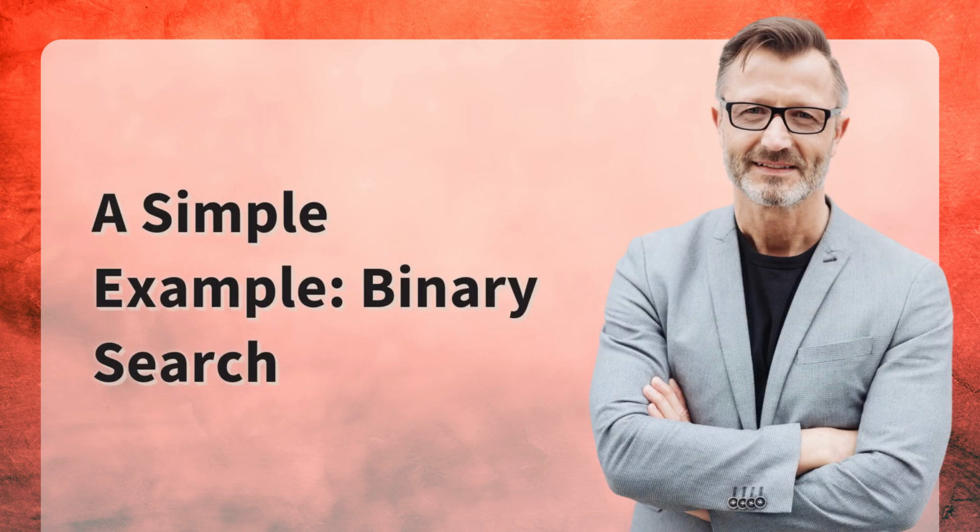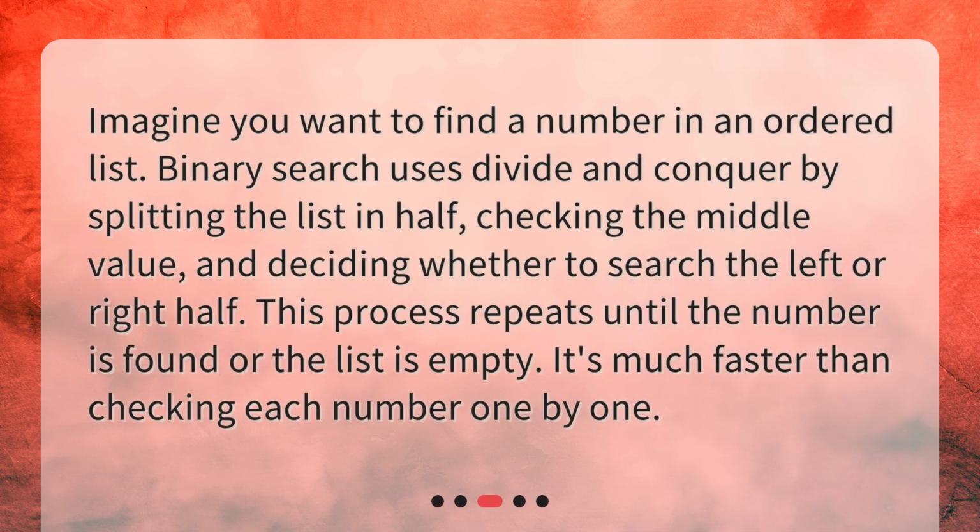A simple example: binary search. Imagine you want to find a number in an ordered list. Binary search uses divide and conquer by splitting the list in half, checking the middle value, and deciding whether to search the left or right half. This process repeats until the number is found or the list is empty. It's much faster than checking each number one by one.